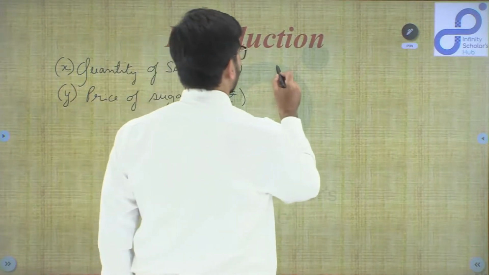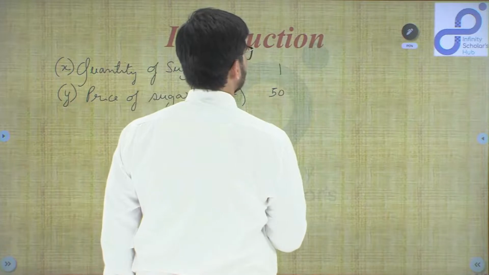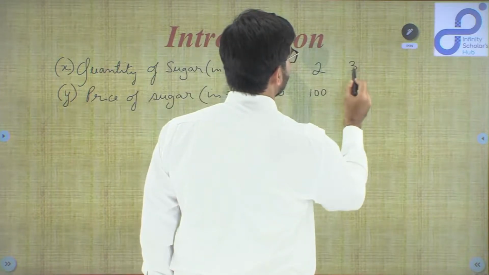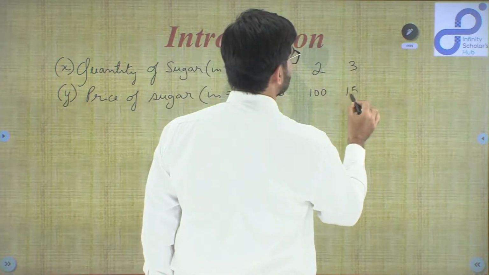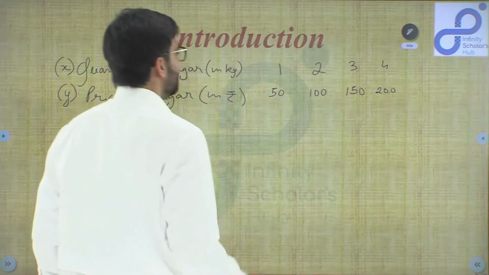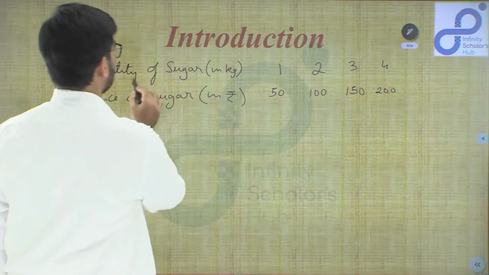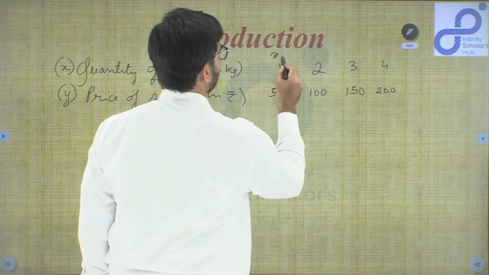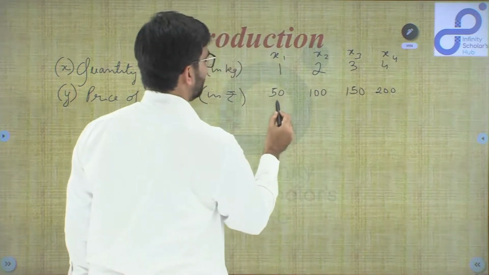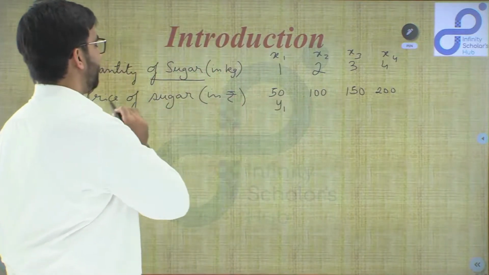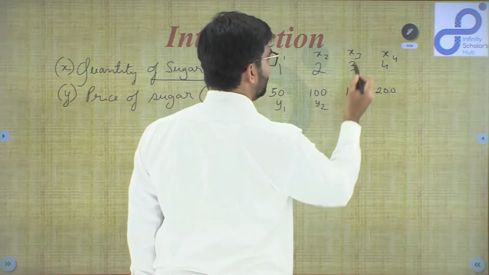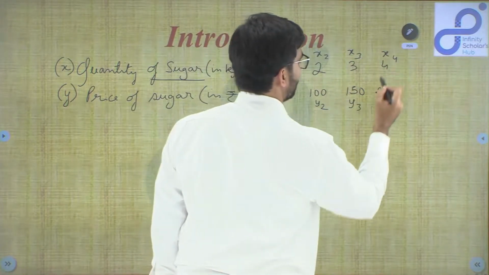So when you were buying 1 kg, you had to pay 50 rupees. When you were buying 2 kg, you were paying 100 rupees. When you were buying 3 kgs, you were paying 150 rupees. And when you bought 4 kg, you paid 200 rupees. So let the quantities of sugar be x1, x2, x3, x4, and let the rupees be y1, since we have considered the variable y for rupees. Corresponding to x2 we will write y2, corresponding to x3 we will write y3, corresponding to x4 we will write y4.